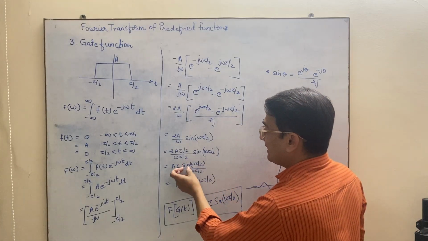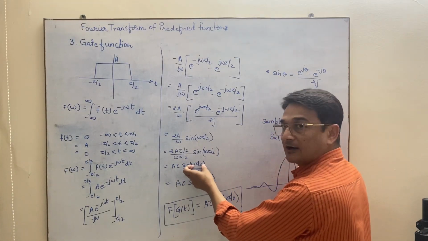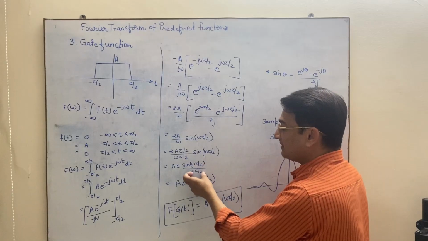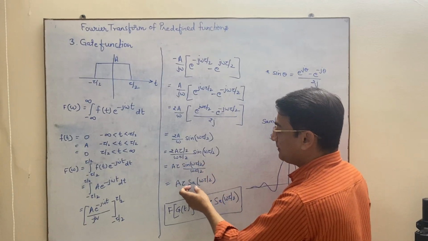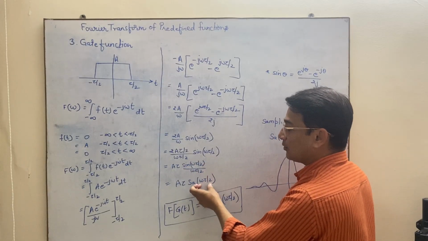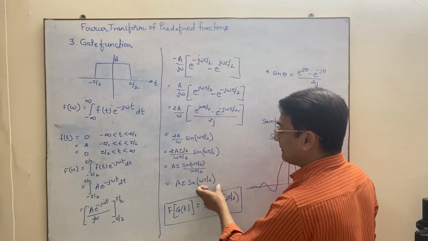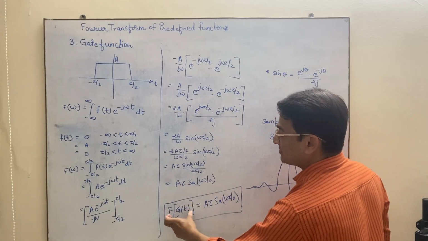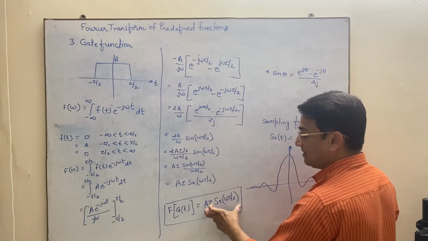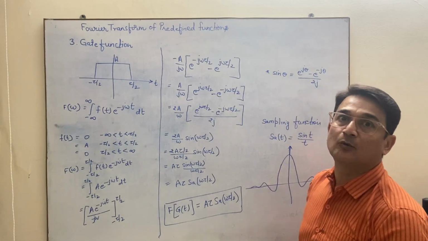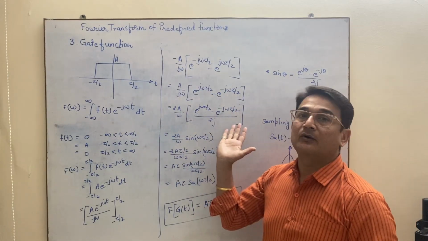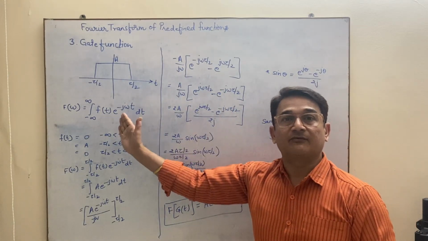So this is sine, this bracket quantity can be considered as t, and the denominator is also t. So this will be sampling of t, which is omega tau by 2. So this is a tau sampling of omega tau by 2. So this is the Fourier transform of the gate function, a tau sampling of omega tau by 2. So this is how you have to calculate the Fourier transform of the gate function.